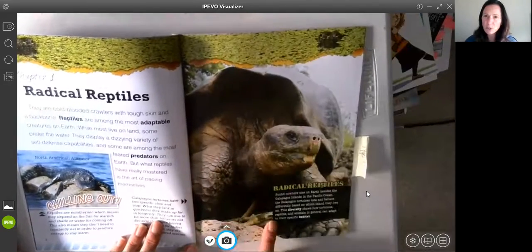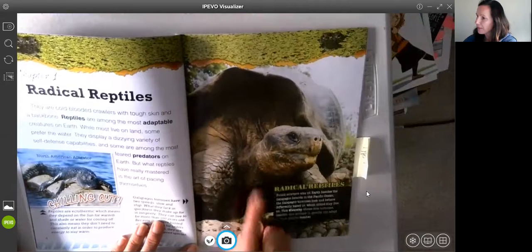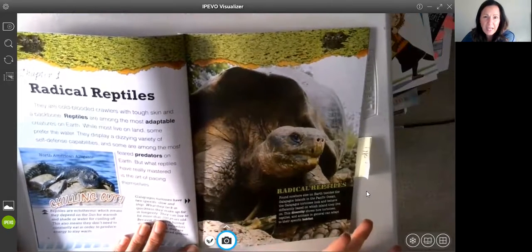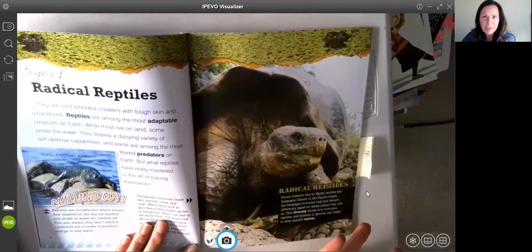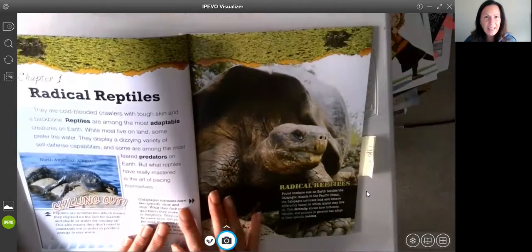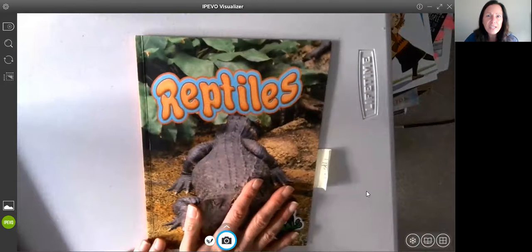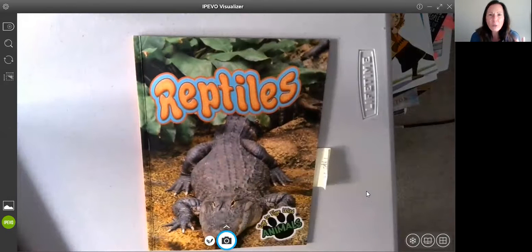And I'm noticing this huge picture here. That means a turtle, or maybe this is a tortoise, must also be a type of reptile, right? So just see how we're doing that? We're not only enjoying this book, but we're learning from it. We're learning about the world.